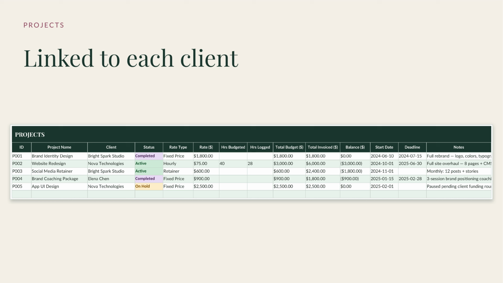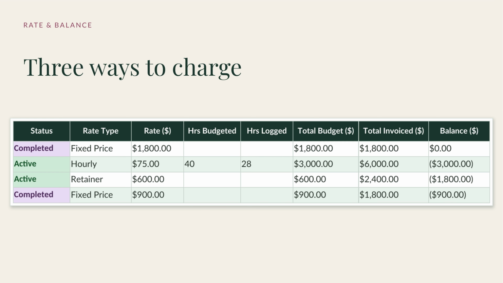Move to the Projects tab to track your work. The Client column is a drop-down where you connect the project to a name you've already entered. The 3 Money columns, total budget, total invoiced, and balance, are updated automatically when you log invoices. You can charge by fixed price, hourly rate, or monthly retainer. The tracker calculates your total budget and remaining balance based on these settings, so you can easily monitor how much of a job remains to be billed.